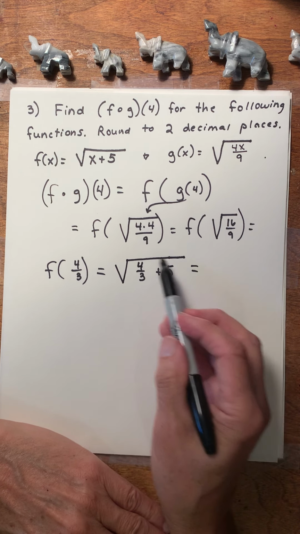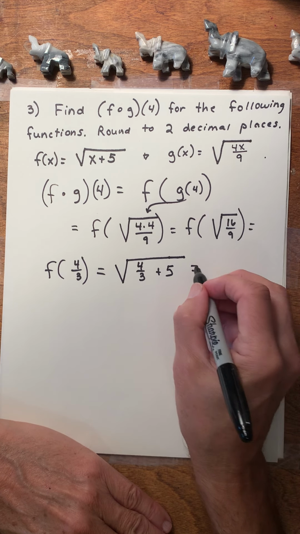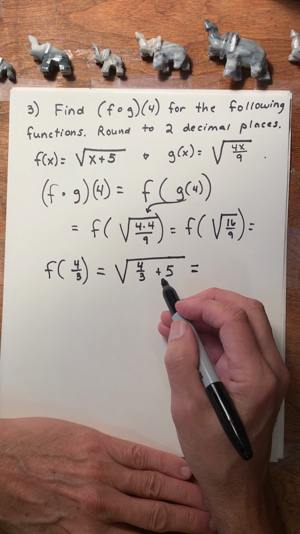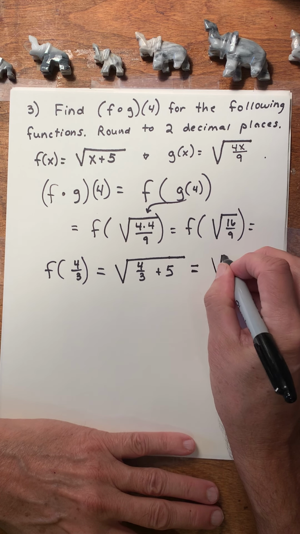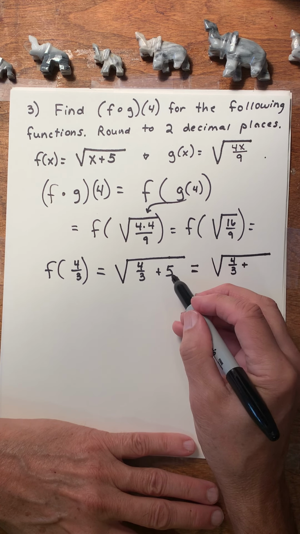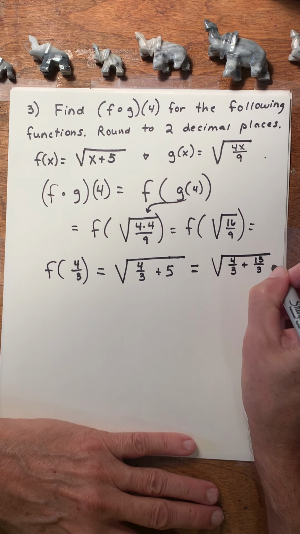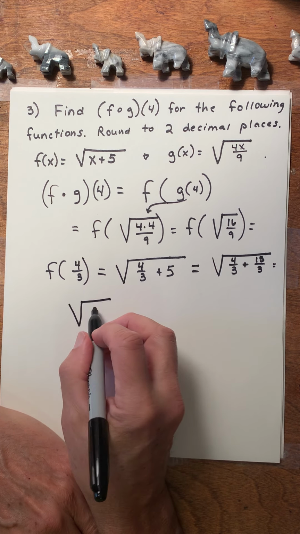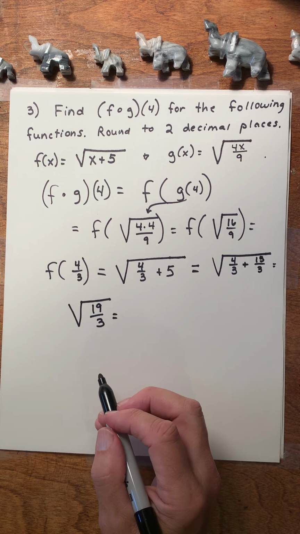Now notice this is not going to come out even. That's why we have this round to 2 decimal places here. This thing is not going to come out even. You can approach this in lots of different ways. You can find this, add that, and then take the square root. Or you can, if you wanted to, make it very simple. In terms of thirds, 5 is the same as 15/3. So 4/3 plus 15/3 is the square root of 19/3. This is obviously going to be some calculator work.